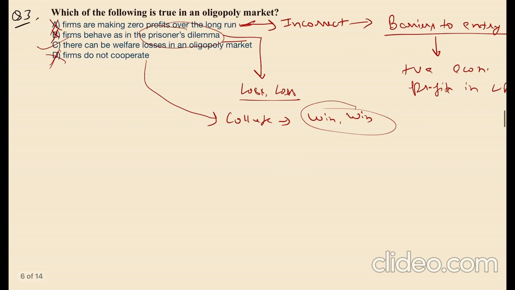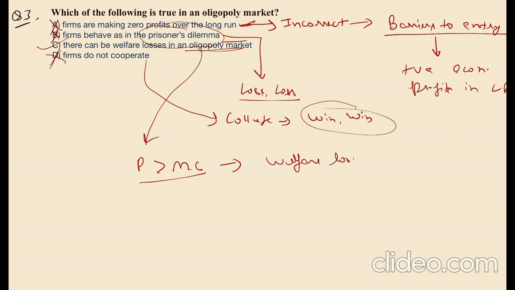So there can be welfare losses in an oligopoly market. Now this is true because whenever your price is greater than marginal cost, then there will always be some kind of welfare losses, because for the society, the optimal thing is when the firm produces at the level where the price is equal to marginal cost. If it is greater than marginal cost, then there will be welfare losses.